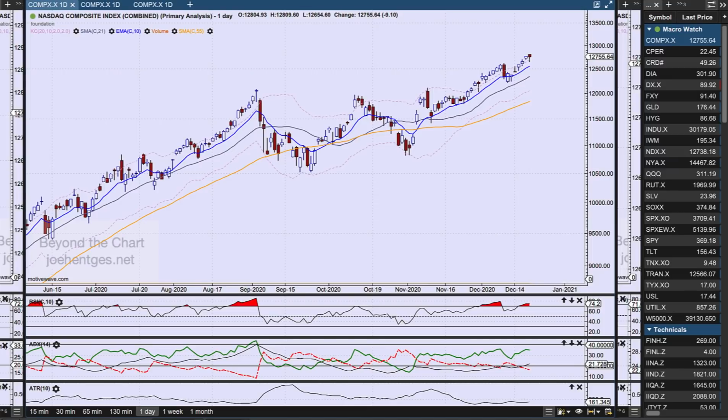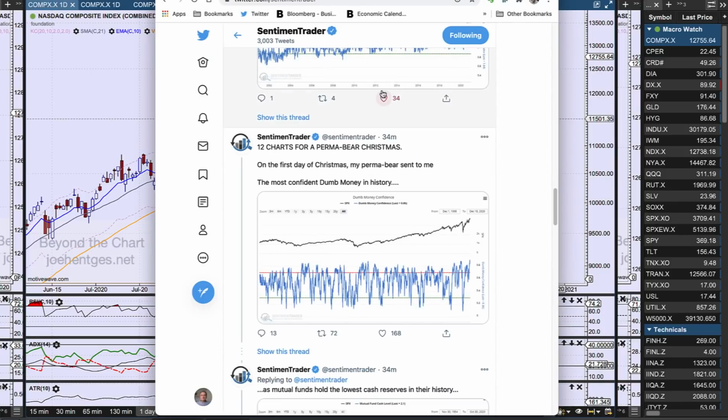Hello again, everyone. In this technical analysis of the stock market video, I call it stampeding the herd because that is exactly what it seems like is going on right now. They're stampeding the herd.